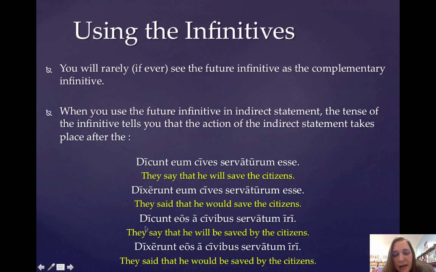So, dicunt eos a quibus servatum īre, they say that he will be saved by the citizens. Or in the past tense, dixerunt eos a quibus servatum īre, they said that he would be saved by the citizens. Again, the only thing you have to remember about the future passive infinitive is that the ending doesn't change to match its subject. It is what it is, okay?